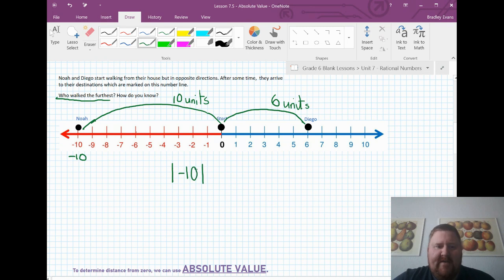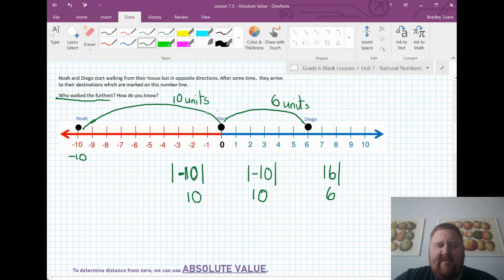So we can actually use what's known as absolute value to determine how far Noah has walked. And these two little lines here, the vertical lines that I just drew, those are the sign for absolute value. And what absolute value is telling us is that Noah went in a negative direction 10 points, but the absolute value of his distance is 10. Okay, so Noah, absolute value of negative 10, he actually walked 10. Diego, absolute value of 6, he walked 6.